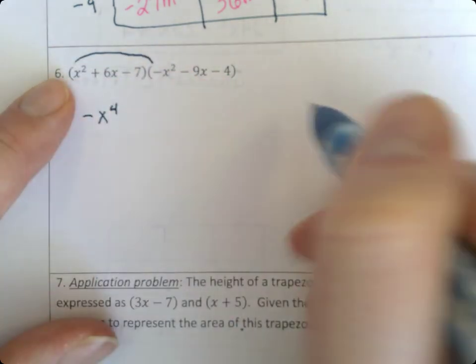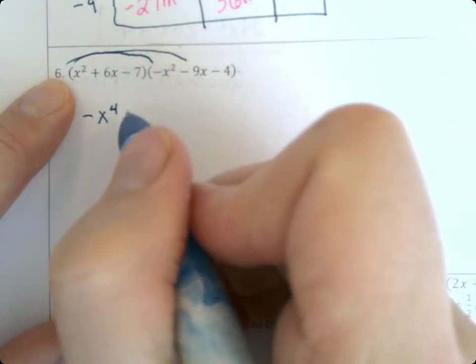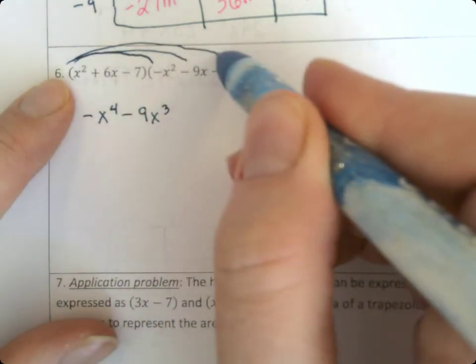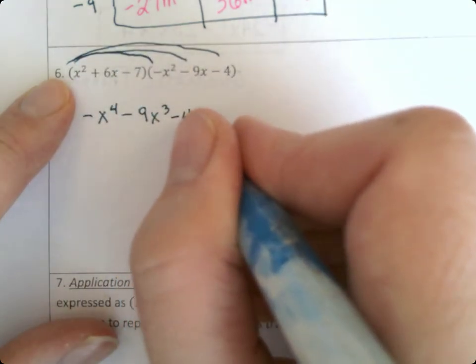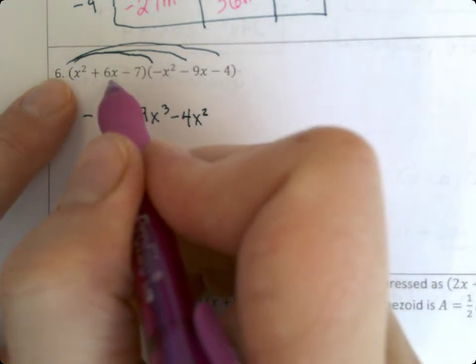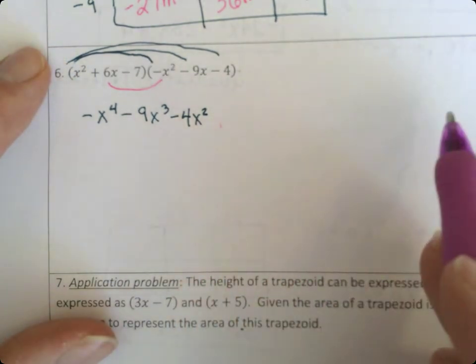Negative x to the fourth. I'm going to distribute to the next piece, which would be a negative 9x to the third and a negative 4x squared. Then I'm going to come back and distribute the 6x to everything. Now, you could keep going in one line. I'm going to stack it.